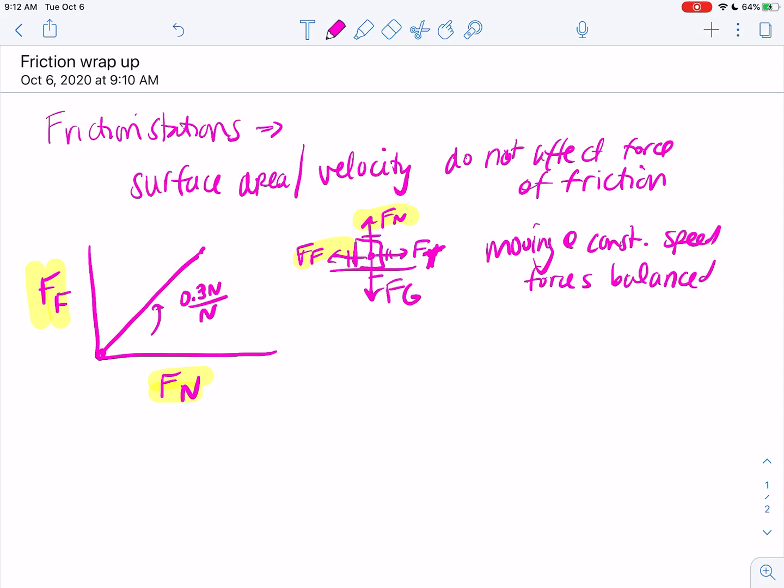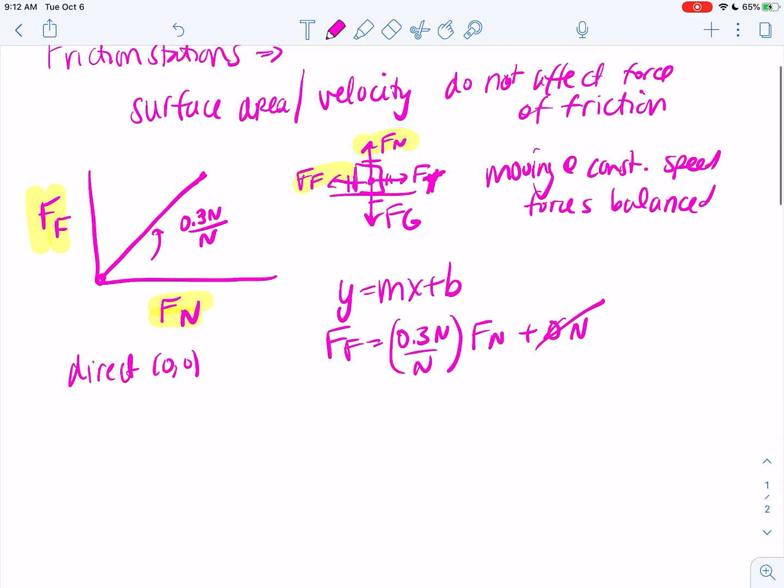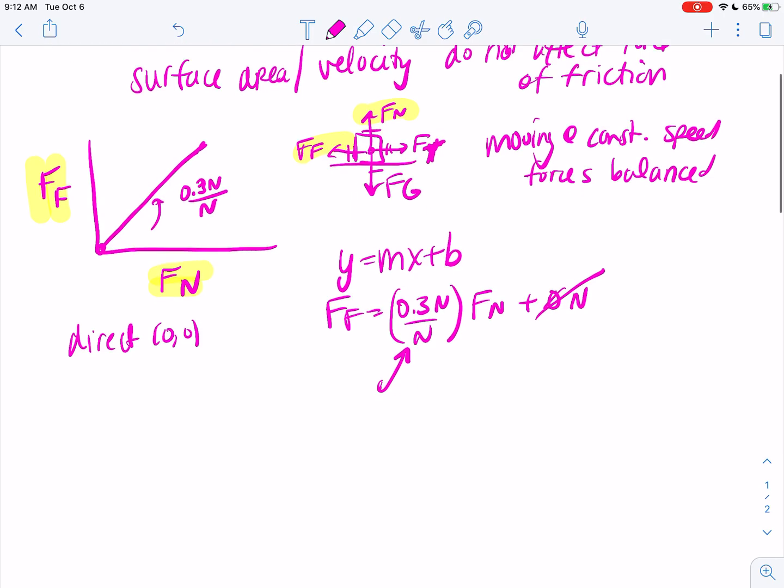If we look at this, this is a direct relationship, because it goes through 0, 0. Also linear, but more special than that, direct. If we start with our y equals mx plus b equation, we have FF equals 0.3 newtons per newton times FN plus 0. We can just leave that off. This slope here, 0.3 newtons per newton.